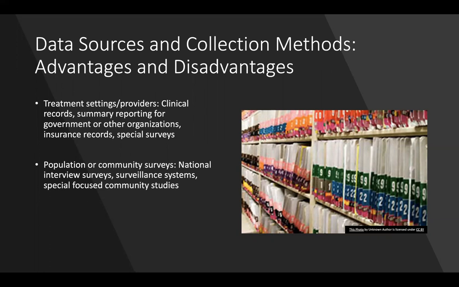Population or community surveys. These are national interview surveys, surveillance systems, or special focus community studies. One of the great advantages to these is they are far more generalizable to a larger proportion of the population. Some of the downside to this is you may not be able to get as much information.